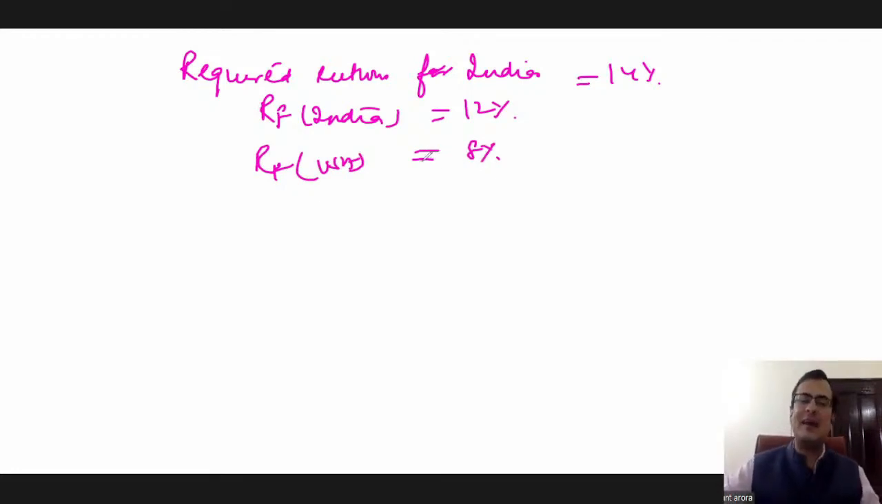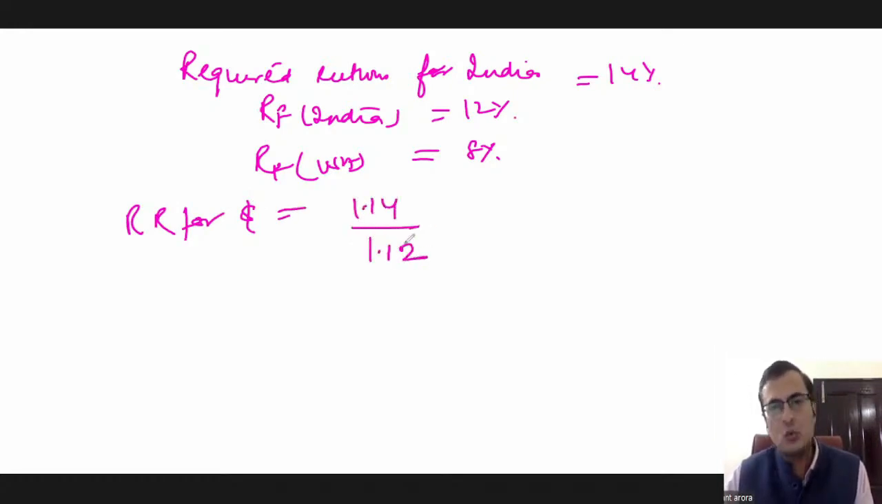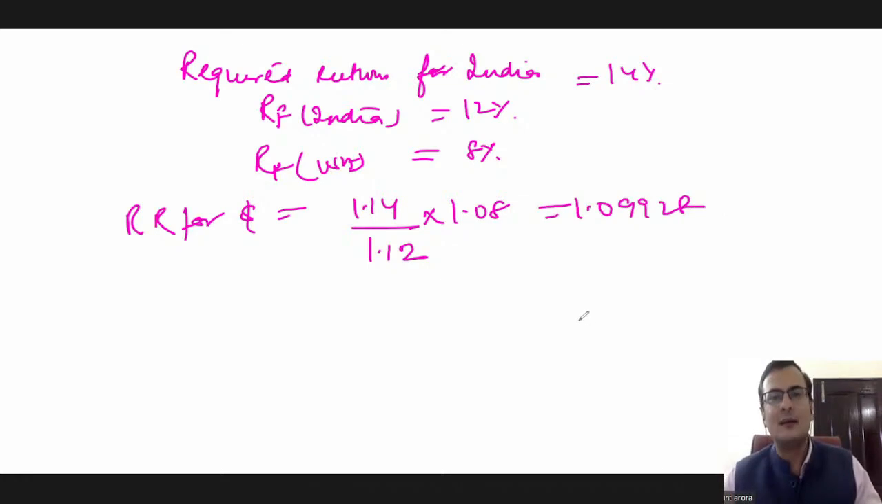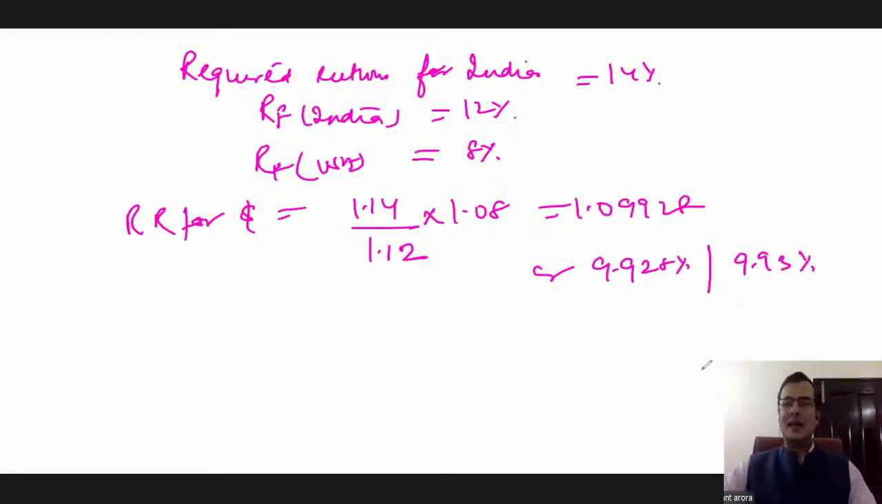So how did I do it in my example that I gave you before I did this question? So the required return for US dollars will be 1.14 divided by 1.12. Unitary method. You remember the unitary method I told you? Okay, so 1.14 divided by 1.12 into 1.08. You're getting the same answer. 1.09928 or 9.928 percent, or even if you want to do it at 9.93 percent, then also you will get the full credit of the marks. Now, which one do you like?